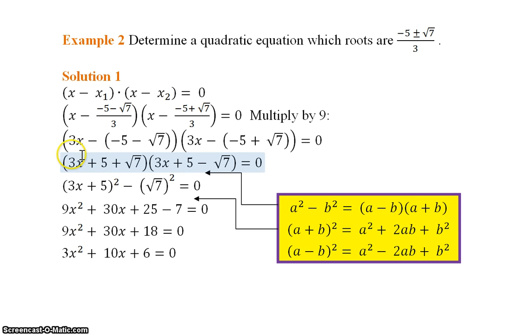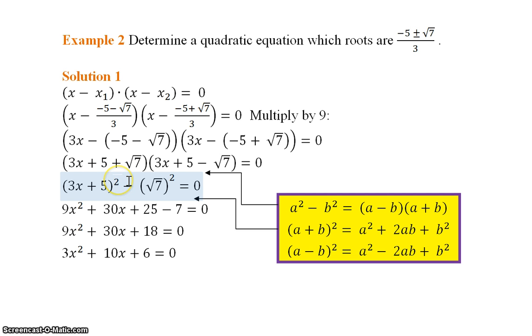In our case, a is 3x plus 5 and b is square root of 7. 3x plus 5 plus square root of 7, it's a plus b. 3x plus 5 minus square root of 7, it is a minus b. We apply this formula and we get 3x plus 5 squared minus square root of 7 squared. First term squared minus second term squared. A squared minus b squared.